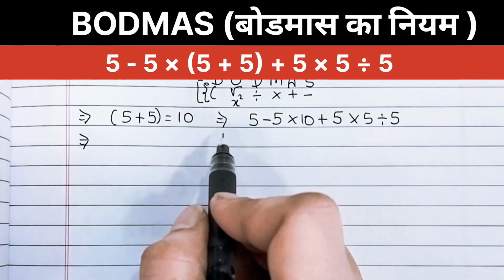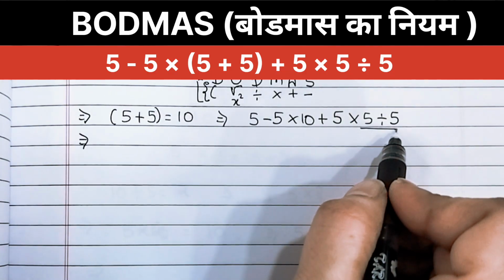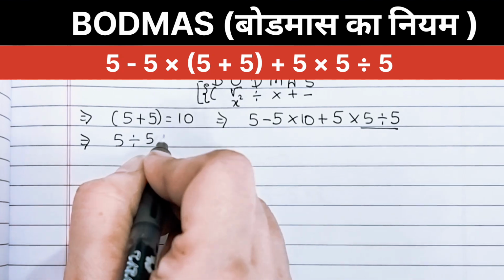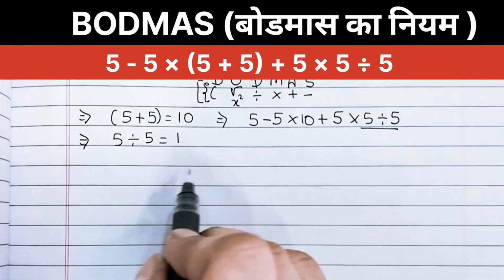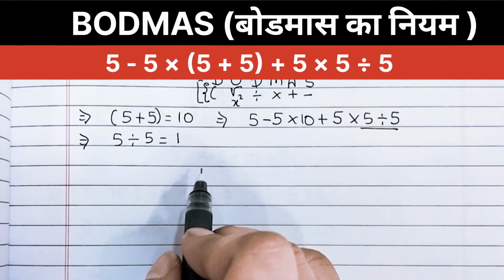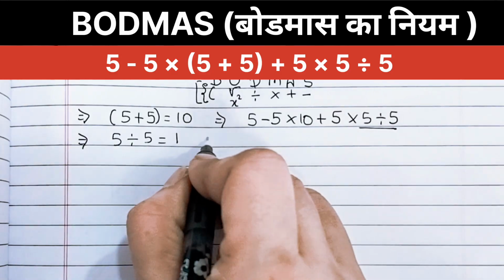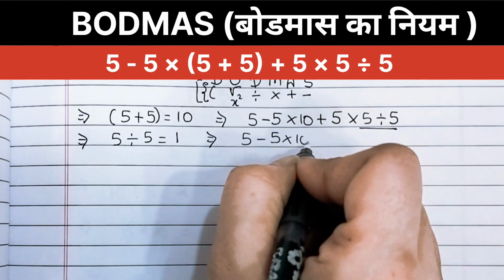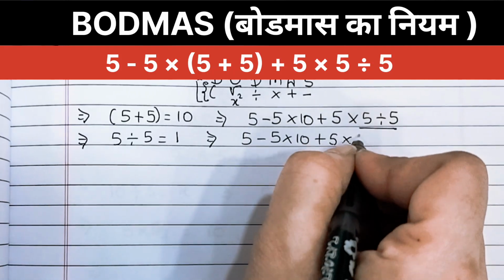Step 2, division. Next, look for any division signs over here. This is the division part. So first we solve the division. 5 divided by 5 is equal to 1. According to this, division holds a higher priority than multiplication, addition or subtraction. So now the expression becomes 5 minus 5 multiplied by 10 plus 5 multiplied by 1.